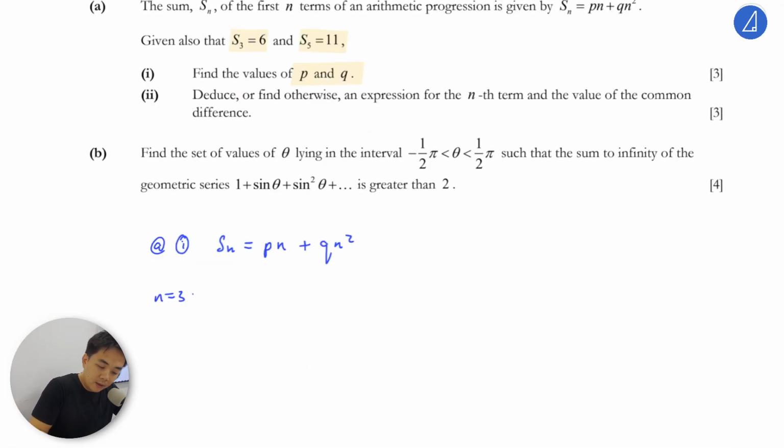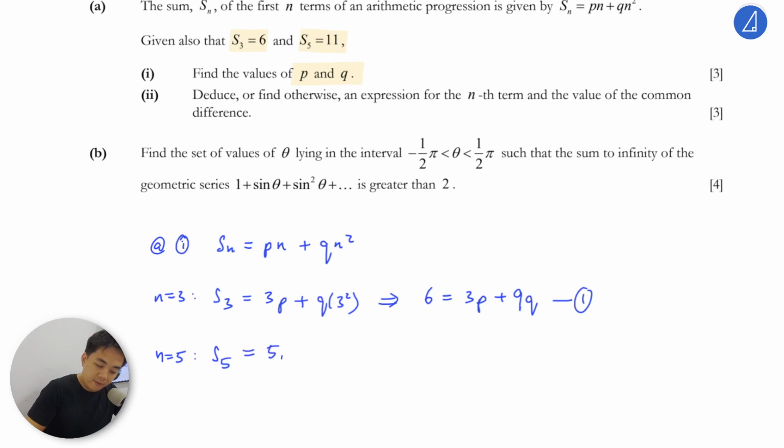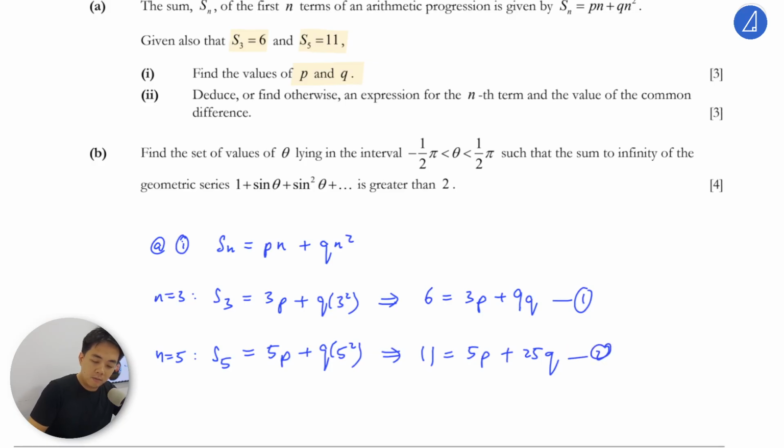n equals 3. S3 is equal to 3P plus Q times 3 squared. So then we know that S3 will be 6 equals 3P plus 9Q. This is the first one. n equals 5 will be S5. 5P plus Q times 5 squared. This will be S5 is 11. 5P plus 25Q. Then you just solve this one. Simultaneous equation. Okay, got this.